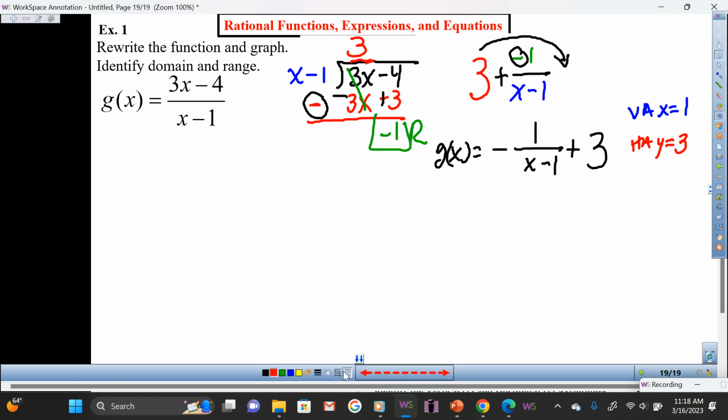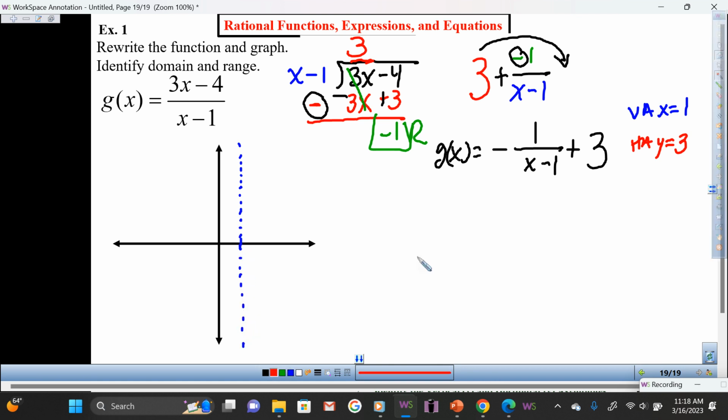All right, so now that we have that, let's plot those on our coordinate plane. Let me get that coordinate plane started. I'm going to graph it over here because I need space here for the work that we're going to do, and I'll show you that in a little bit. All right, so VA, we are at 1. HA is at 3.